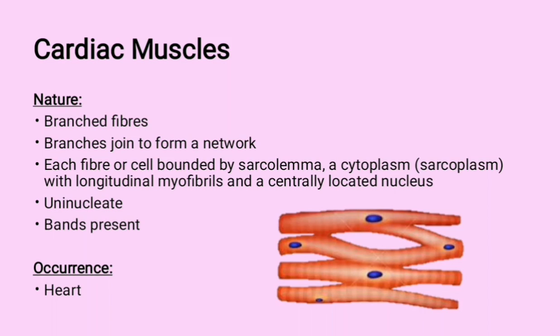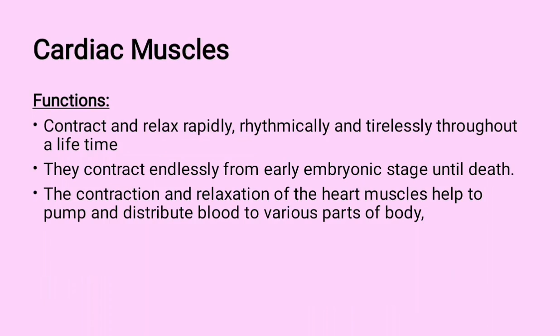The intercellular spaces of cardiac muscles are filled with abundant loose connective tissue supplied with blood capillaries. Cardiac muscles have strips of light and dark bands. Like these striated muscles, they also have light and dark bands. And the cardiac muscles mainly occur in the heart. That means the walls of the heart are made up of the cardiac muscles. Cardiac muscles contract and relax rapidly, rhythmically and tirelessly throughout a lifetime. They contract endlessly from the early embryonic stage until death. The contraction and relaxation of the heart muscles help to pump and distribute blood to various parts of our body. So this is the main function of your cardiac muscles.